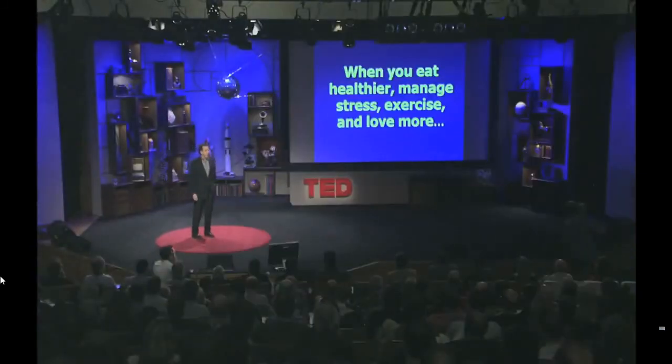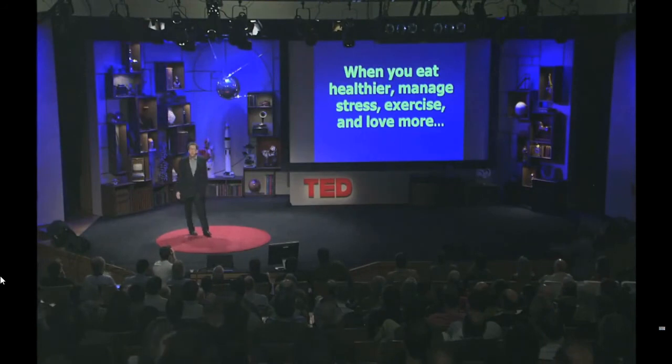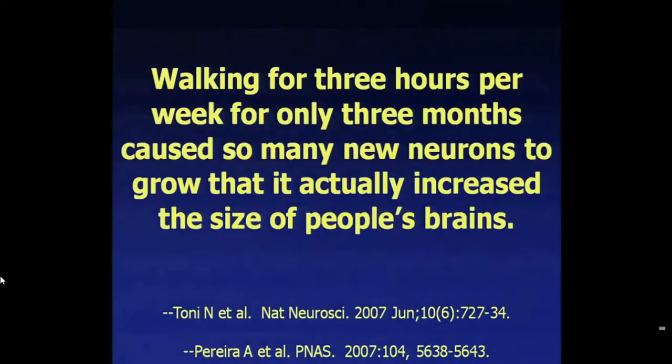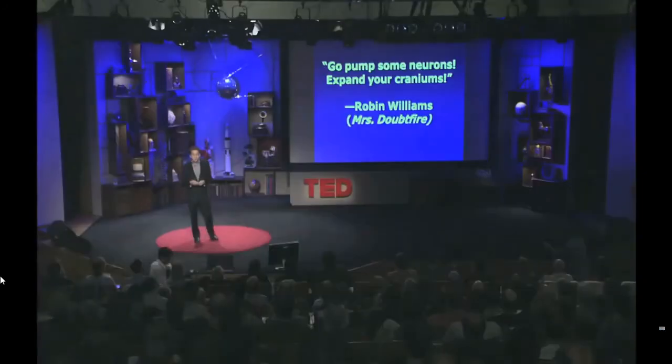When you eat healthier, manage stress, exercise, and love more, your brain actually gets more blood flow and more oxygen. But more than that, your brain gets measurably bigger. Things that were thought impossible just a few years ago can actually be measured now. This was figured out by Robin Williams a few years before the rest of us.